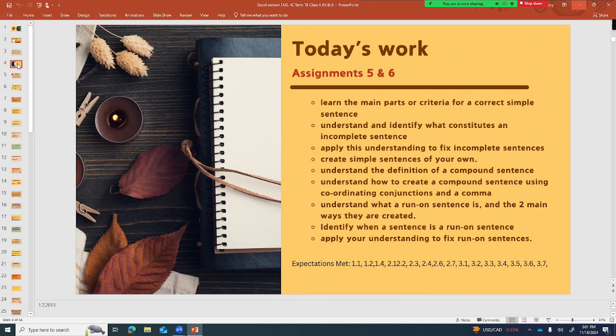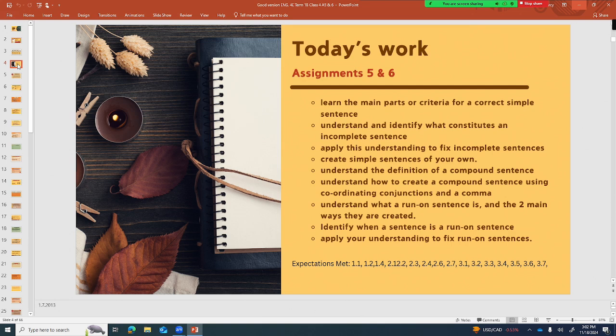Alright, for today's assignments, we're going to be learning the main parts or criteria for a correct simple sentence. Understand and identify what constitutes an incomplete sentence. Apply this understanding to fix incomplete sentences. Create simple sentences of your own. Understand the definition of a compound sentence. Understand how to create a compound sentence using coordinating conjunctions and a comma. Understand what a run-on sentence is and the two main ways they are created. And I don't think we'll be getting to the run-on sentence stuff. If we do, that will be lovely.